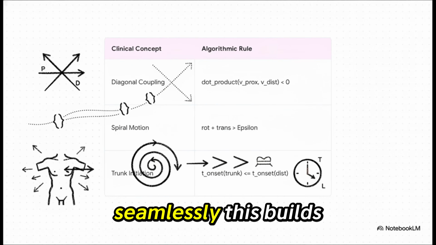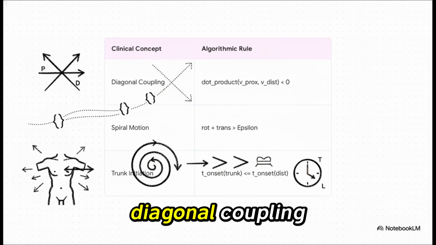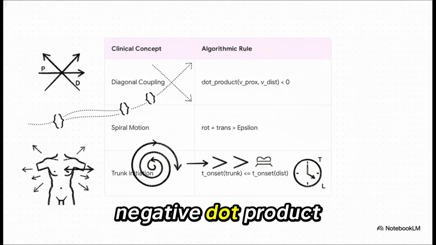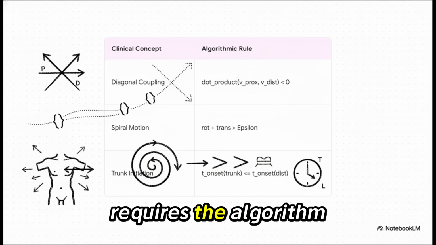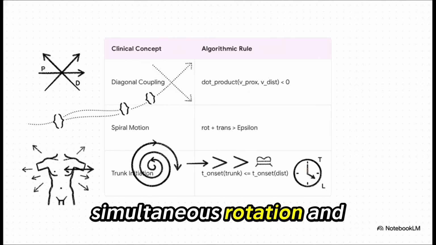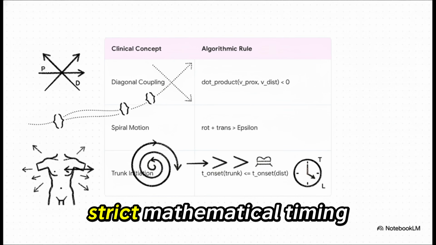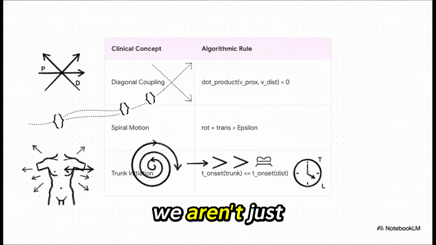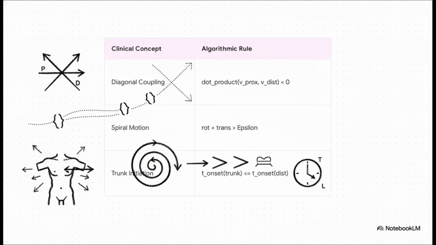Look at how seamlessly this builds into code. We can directly translate Kabat's clinical rules into algorithms for machine vision. Diagonal coupling simply becomes a negative dot product between proximal and distal vectors. A true spiral requires the algorithm to detect simultaneous rotation and translation. And that rule about the trunk moving first, that becomes a strict mathematical timing rule. We aren't just tracking joints anymore. We are literally coding the grammar of movement.